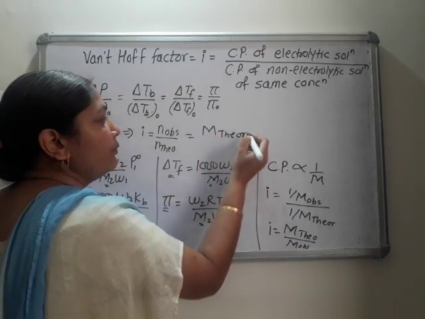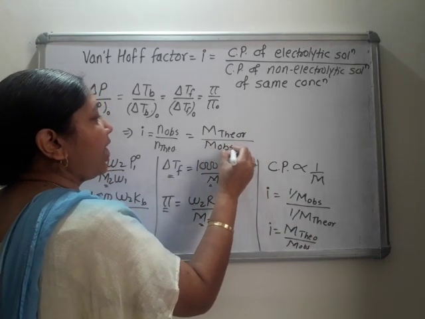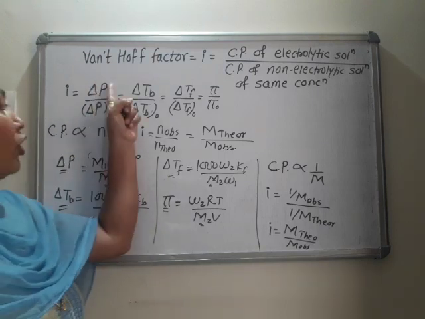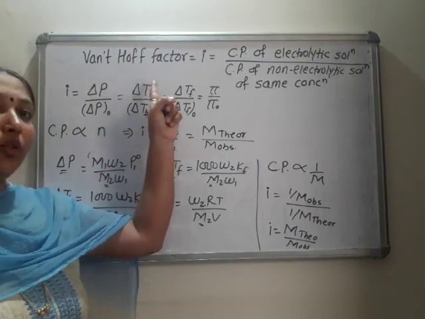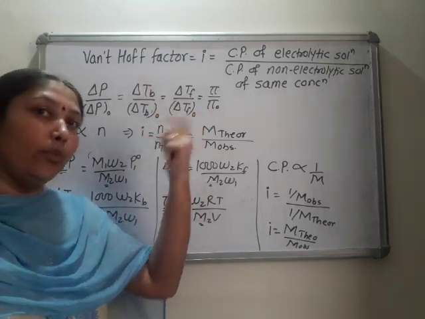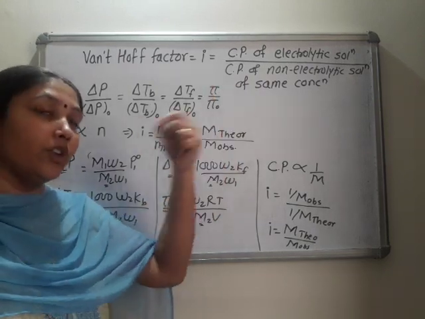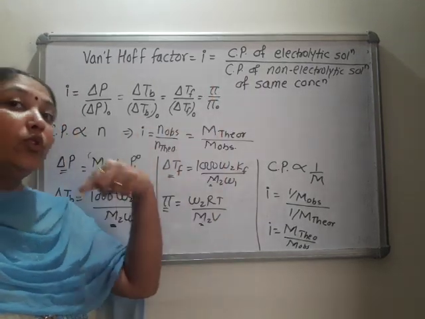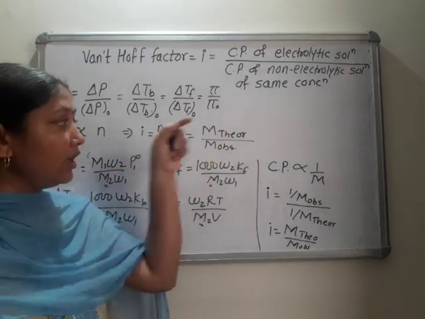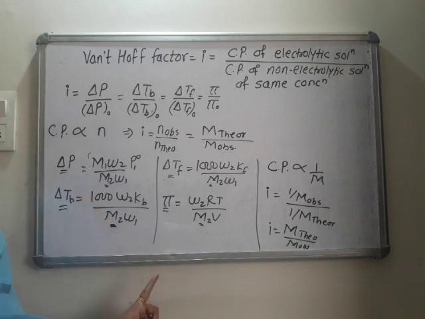No one will ask you the theory of how it is obtained, but remember: van't Hoff factor i is lowering of vapor pressure observed upon theoretical, elevation of boiling point observed upon theoretical, depression of freezing point observed upon theoretical, osmotic pressure observed upon theoretical, number of moles observed upon theoretical, but molar mass theoretical upon observed. Theoretical upon observed. Clear this point?